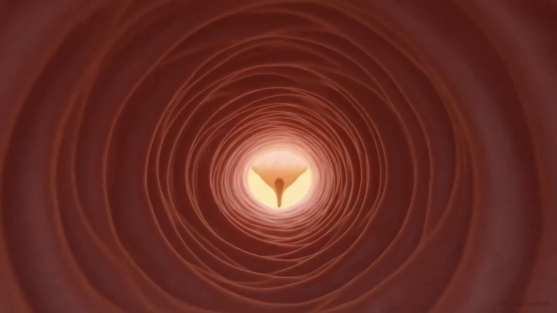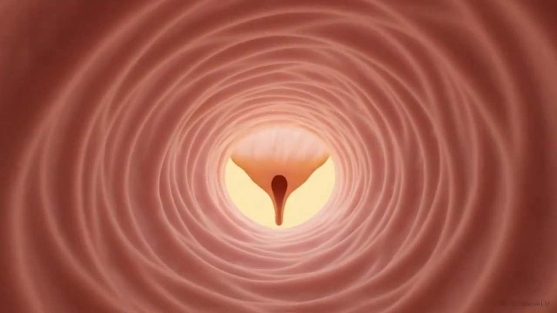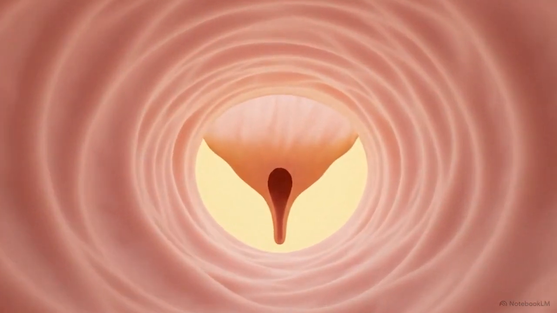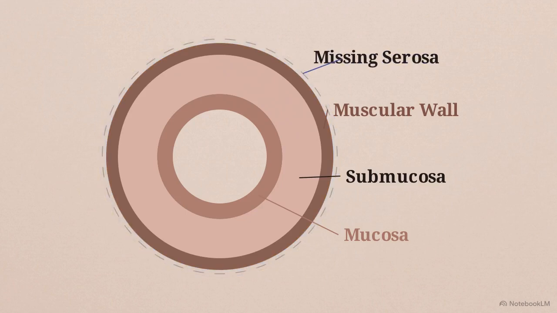The esophagus is a muscular transport tube extending from the pharyngo-esophageal junction at the sixth cervical vertebra down to the gastroesophageal junction. Most of the gastrointestinal tract is wrapped in a protective serosa. This cross-section shows that the esophagus is missing its outermost layer.